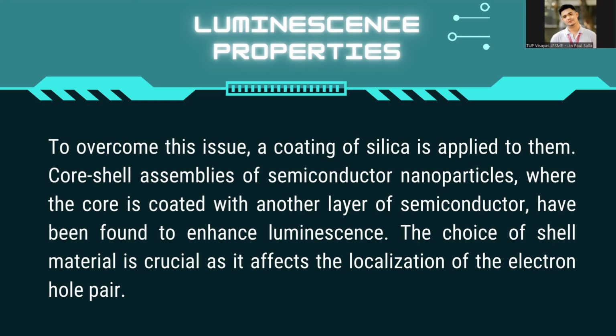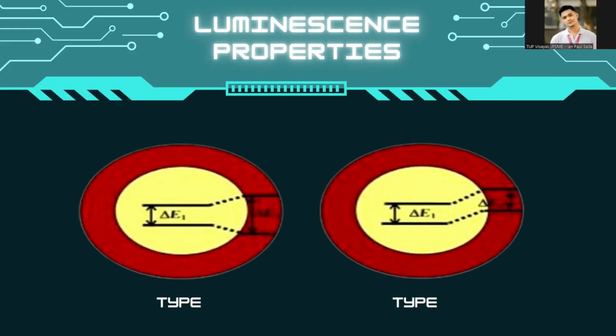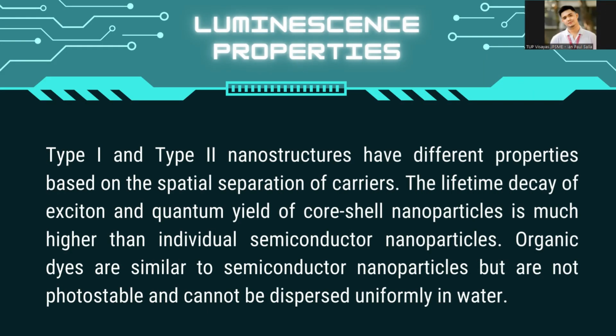As you can see, this is a type 1 and type 2 representation of the luminescence property of nanoshell particles. Type 1 and type 2 nanostructures have different properties based on spatial separation of carriers and the lifetime decay of excitons, and the quantum yield of core-shell particles is much higher than individual semiconductor nanoparticles.